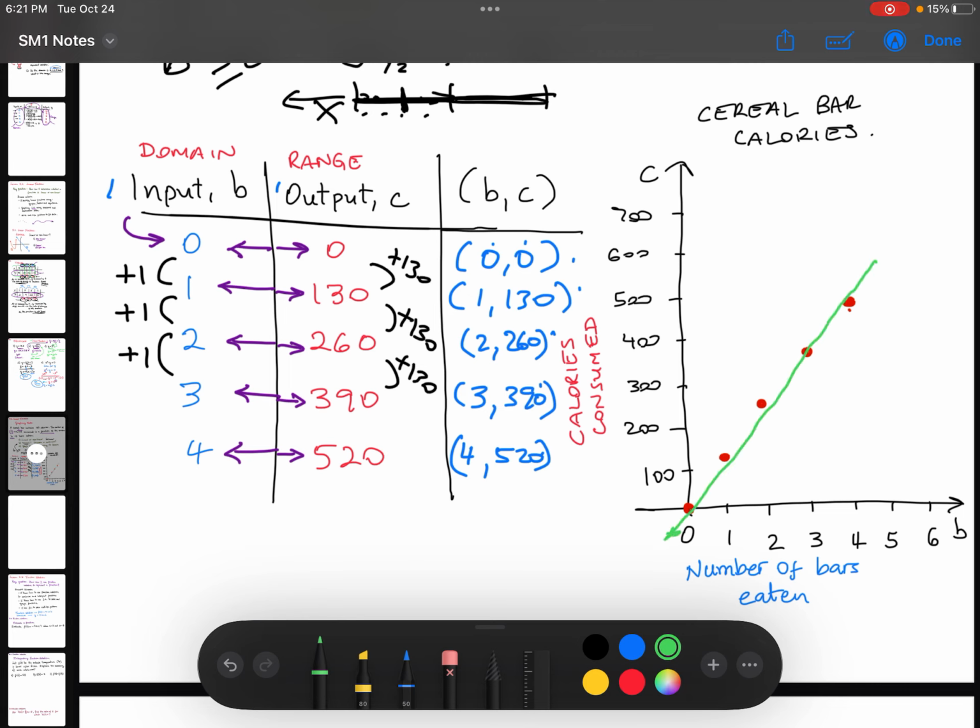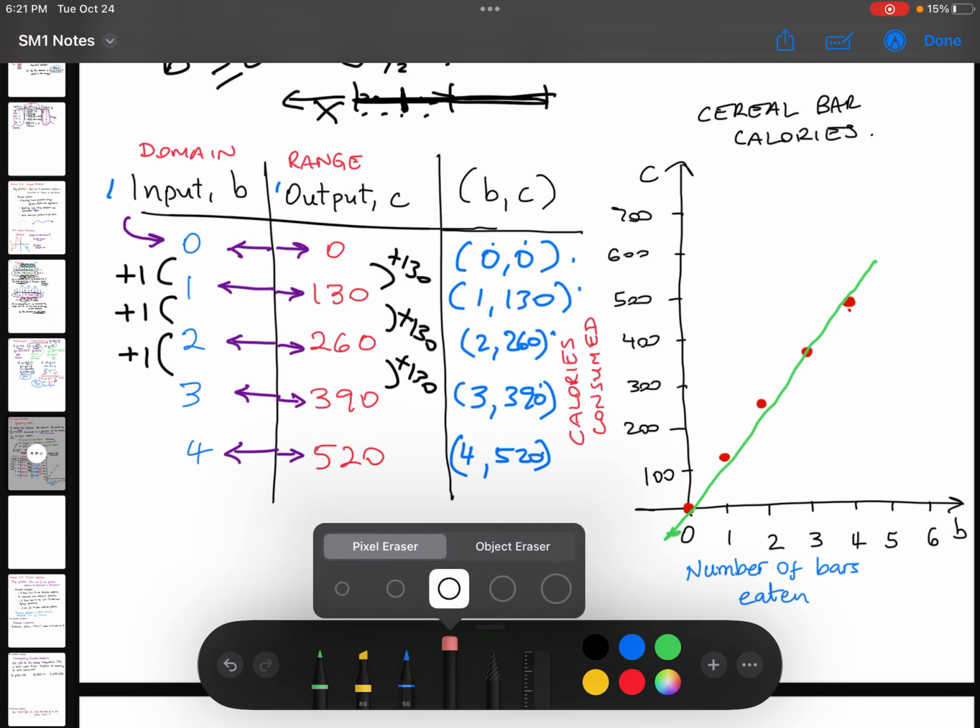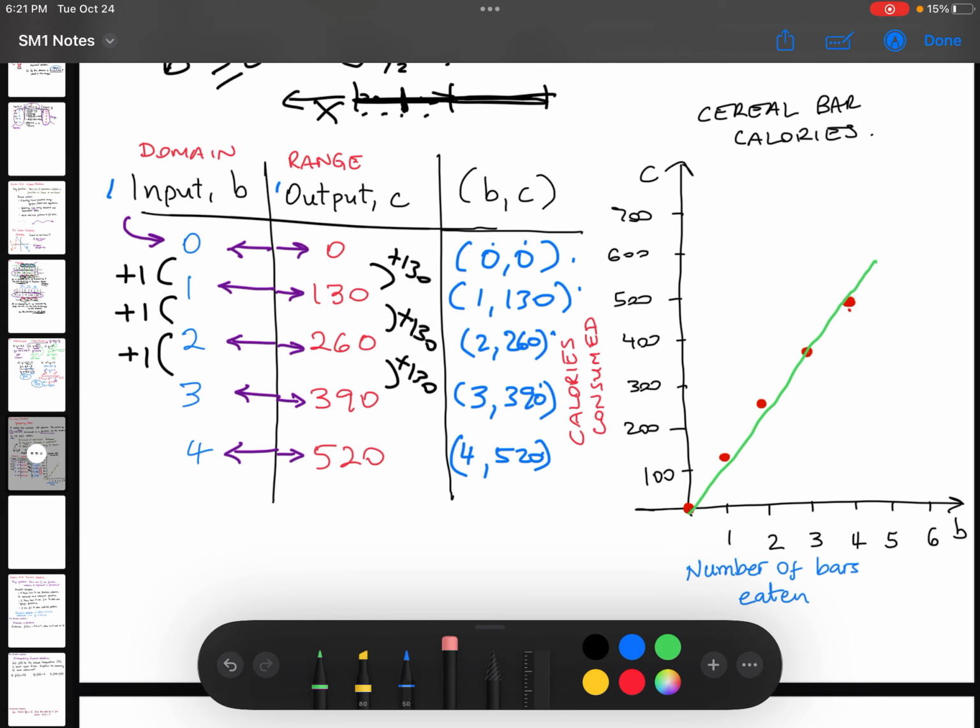And actually, I need to erase this because you know that it cannot go anywhere beyond that point, okay? That's also important. So that's where it goes. And this arrow tip here indicates that it just keeps going up and so on, okay?